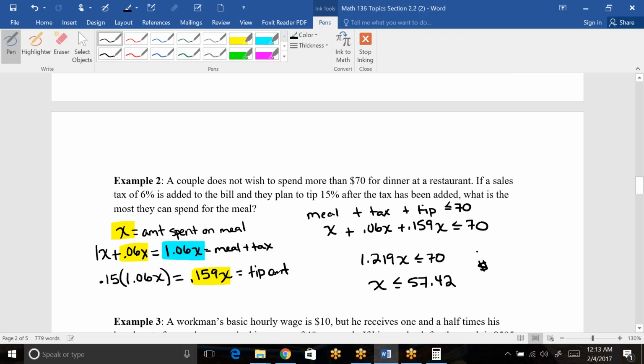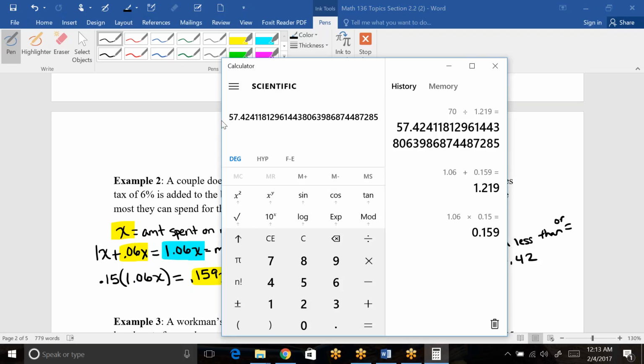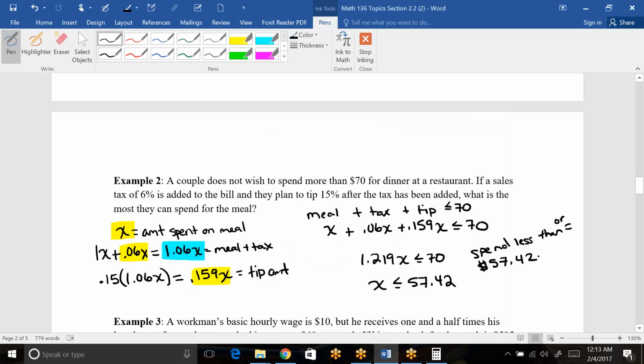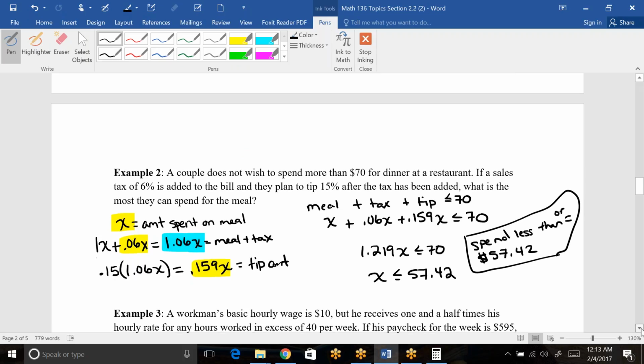So they need to spend less than or equal to $57.42. Now, the reason it's okay to say equal to is because this actually is bigger than 42 cents. It goes up past that in decimal points. So if we round down there to that hundredths place, then just keeping it at a 2 is actually okay. You do have to be careful about the rounding when you say less than or equal to or greater than or equal to. So that would be as much as they can spend on their meal.